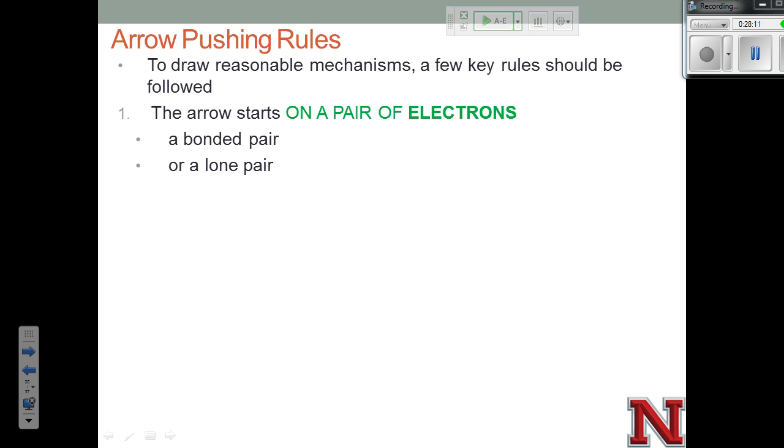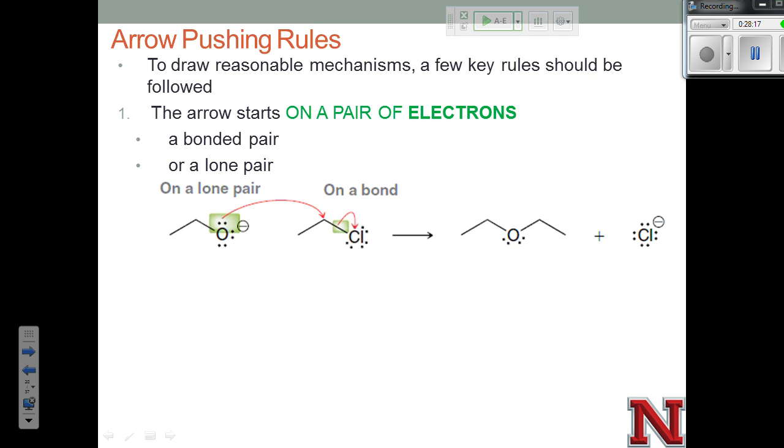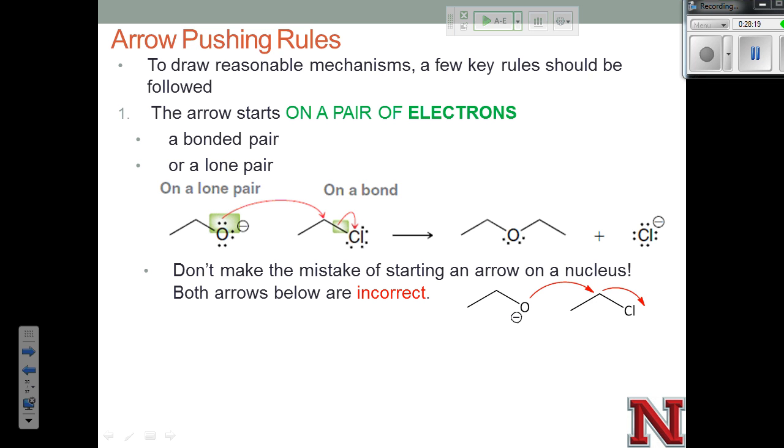So remember, our arrow is starting in a source of electrons. So a bonded pair or a lone pair, like this example. It's incorrect not to show your lone pair. So show your lone pair. It's a lot more clear.